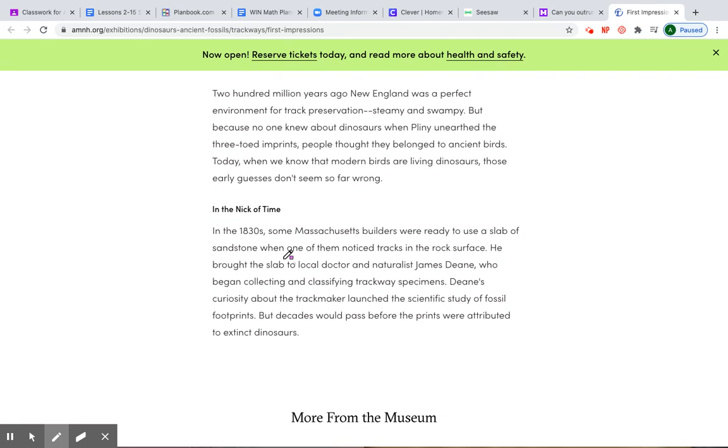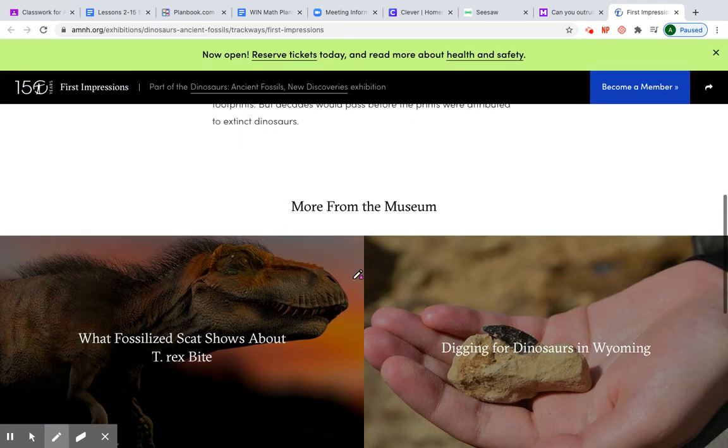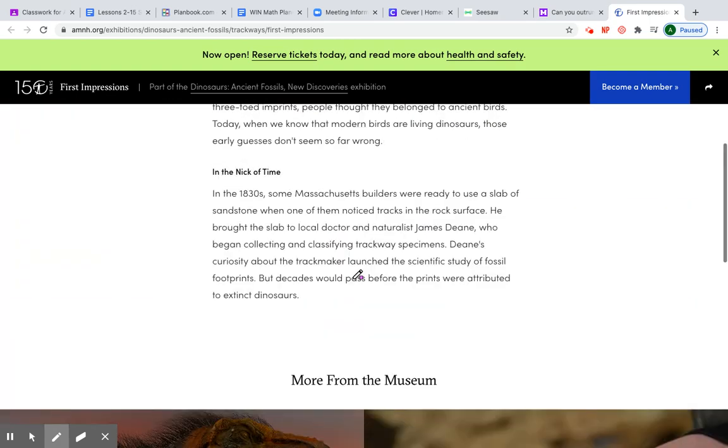So really, in the 1830s is when collecting dinosaur footprints started. And this guy, James Dean, collected and classified them. So classify means sort. So he sorted them based off of things that made them look alike. It was the very beginning of studying fossilized footprints. Okay? And even though it took decades, eventually we were able to use his discoveries and other work.